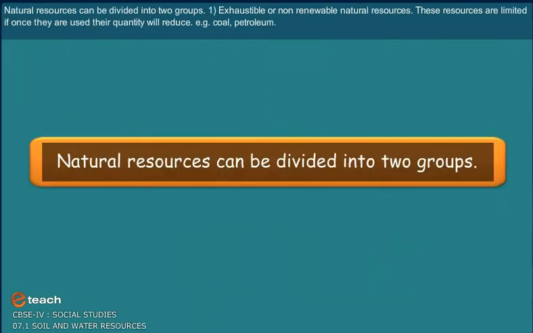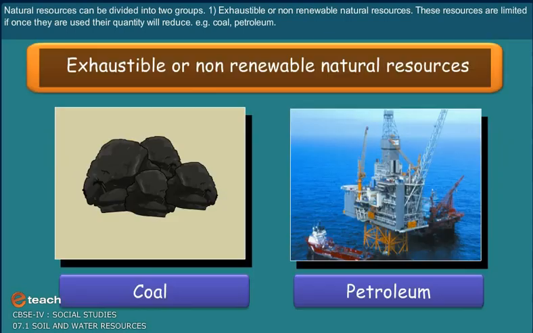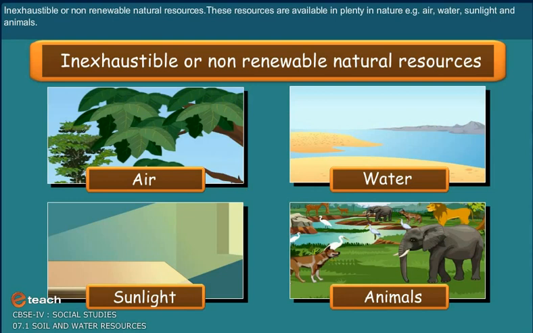Natural resources can be divided into two groups. 1. Exhaustible or non-renewable natural resources. These resources are limited. Once they are used, their quantity will reduce. For example, coal and petroleum. 2. Inexhaustible or renewable natural resources. These resources are available in plenty in nature. For example, air, water, sunlight, and animals.